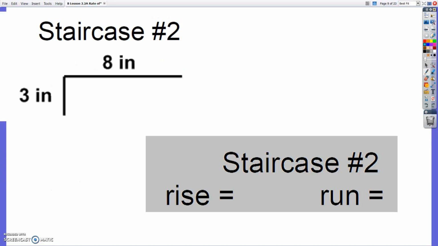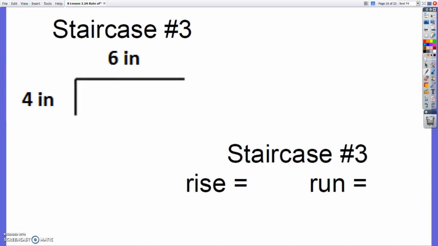Now when we look at number 2, I would like you guys to try number 2 and 3 right here. So please go ahead and pause it and continue when you're done making sure we got it right. So just a quick reminder now, this right here is 3, and my run, which is how much I'm going over, is 8.